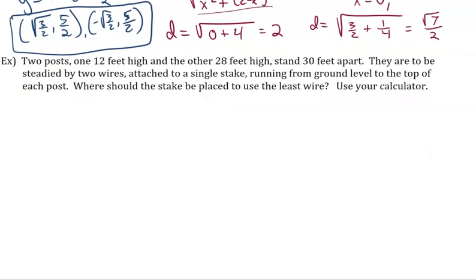For this last example, we have 2 posts that are 30 feet apart, and we have 2 wires going to a single stake. We're trying to use the least amount of wire. Okay, so we need a picture for this.